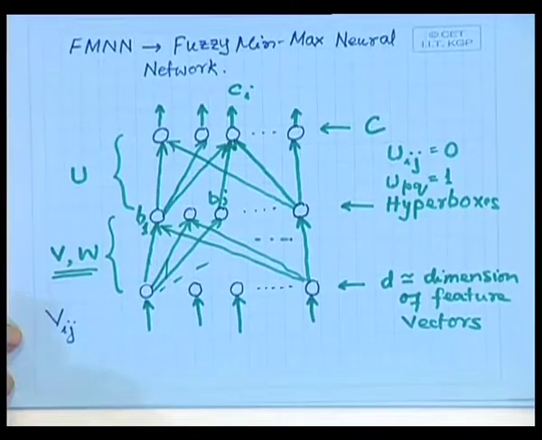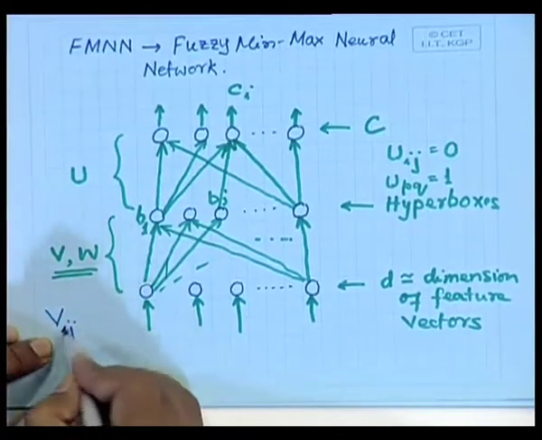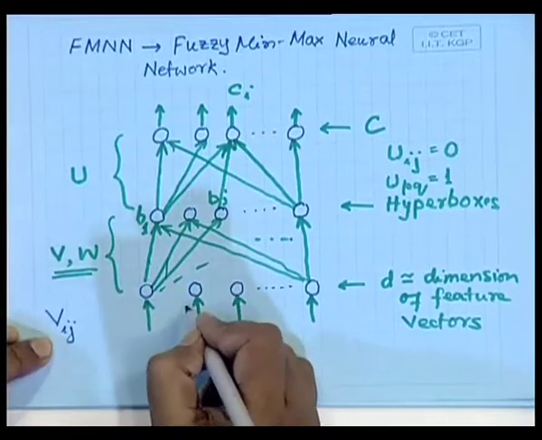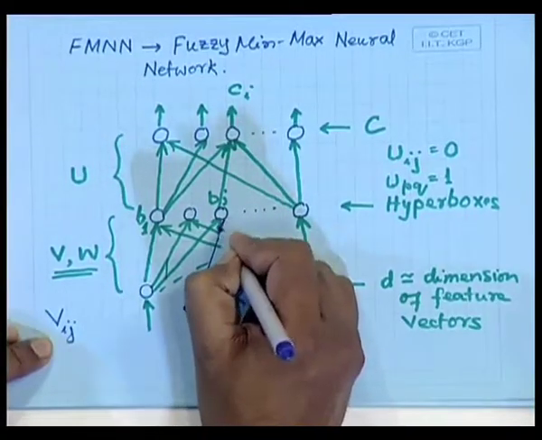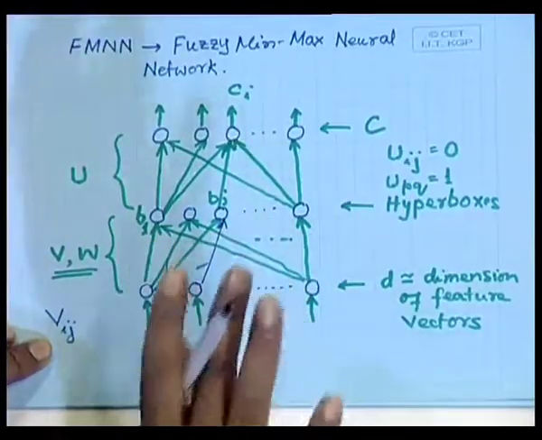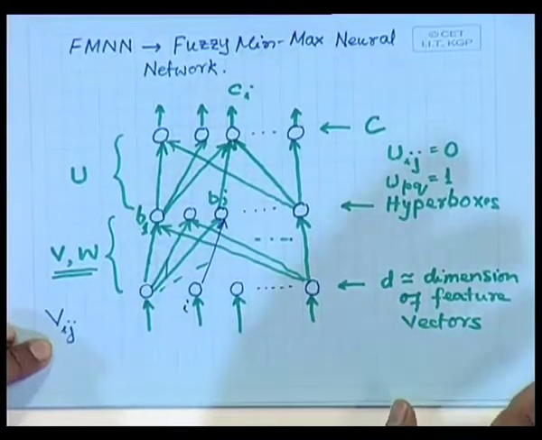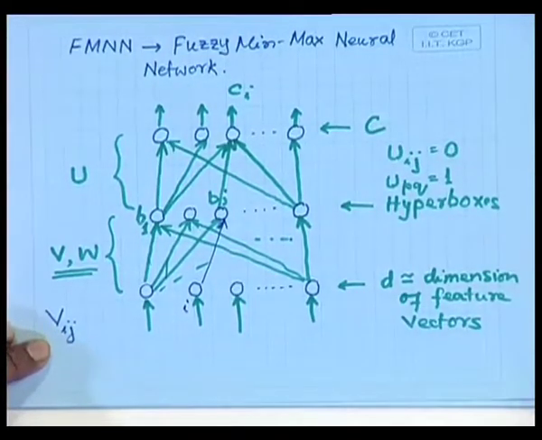A particular element V_ij represents the min point, if I consider the information going from the ith node in the input layer to the jth node in the middle layer. So two weights are associated with every node, one corresponding to the min point and one corresponding to the max point. The hidden layer nodes only need to know this information, min point and max point, along with the feature vector which is to be classified.